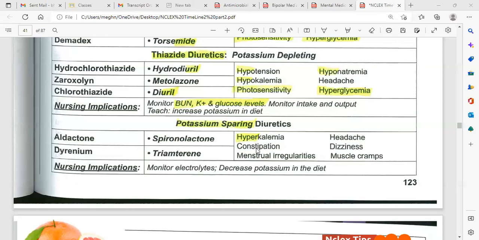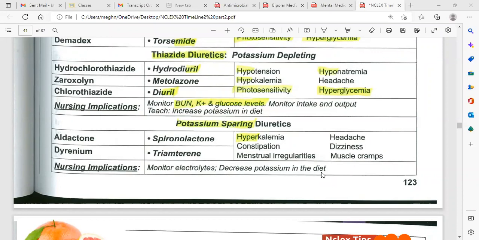Another problem is constipation, menstrual irregularities in case of female, muscle cramping, dizziness, and headache. What are the nursing implications? We need to monitor electrolytes and decrease the potassium in the diet, right? Let me recap it a little bit, then I go to the next drugs.